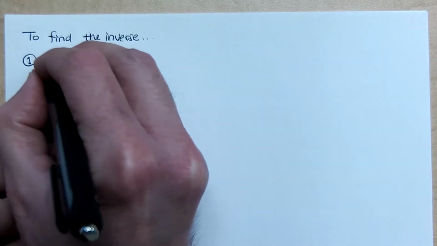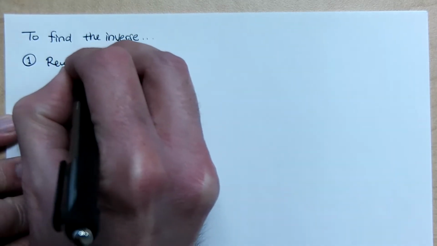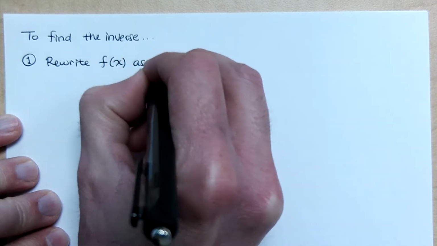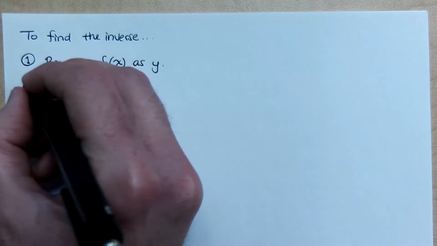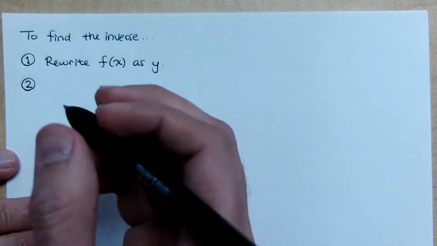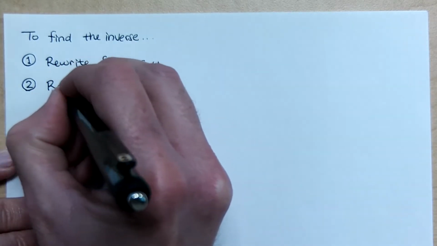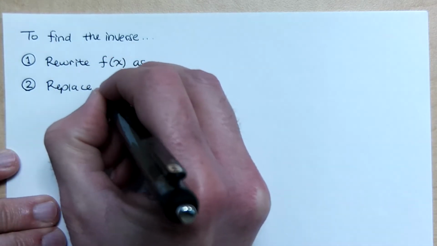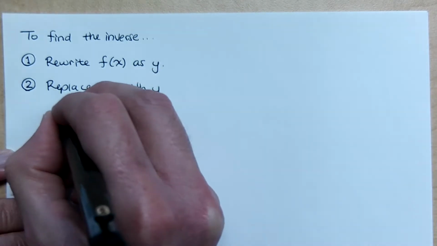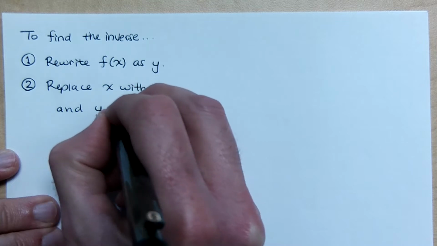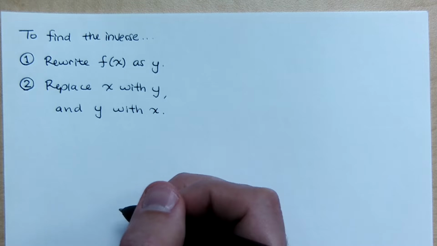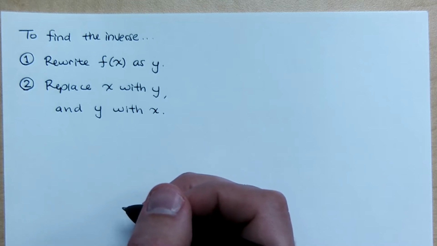The first step is to rewrite your notation. So rewrite f of x as y. That's not even doing any work. You're just, instead of writing f of x, you just write y. And then you need to replace all of your x's with y, and you replace the y's with x. And that was the big thing that I told you about just a moment ago. For inverses, x becomes y, y becomes x.